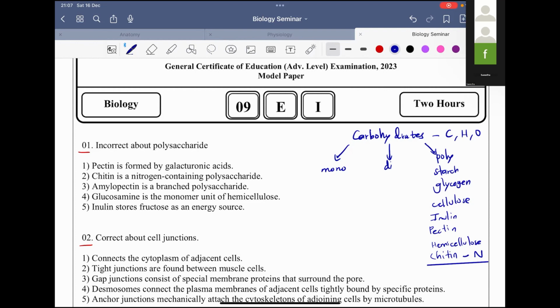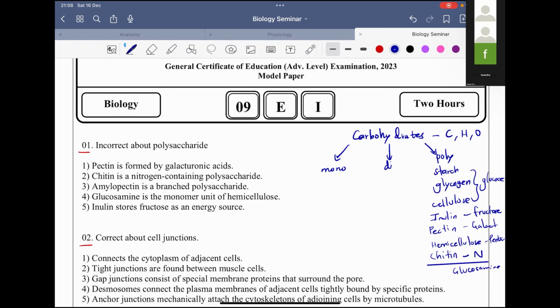You should know the monomers of each of them. Starch, glycogen, and cellulose all have glucose as their building unit, or monomer. Next, inulin has fructose, a monosaccharide, which is the sweetest sugar. Pectin is galacturonic acid. Hemicellulose is pentose. Chitin is glucosamine. You should know their functions also.